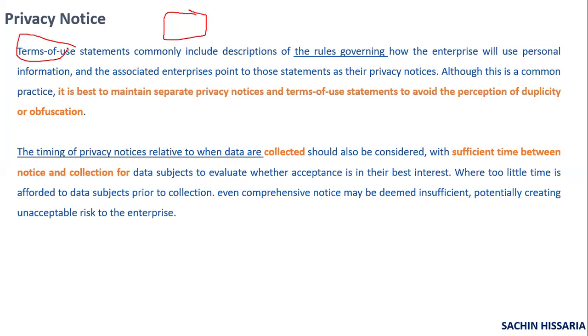Similarly, guys, the timing of privacy notices: when will you provide these notices to a data subject? Obviously when you are collecting personal data, the privacy notice will be provided to the data subject at the time you are collecting the personal information. Similarly, you need to give sufficient time to the customers so that they can read it. There has to be sufficient time between the notice and collection for the data subject to evaluate whether acceptance is in their best interest or not.